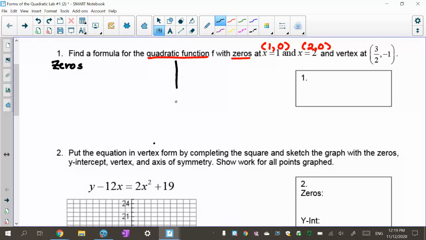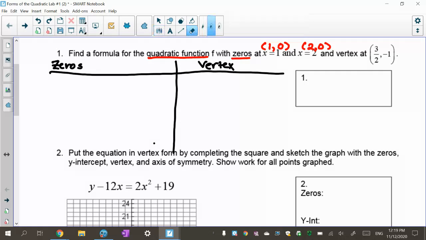I'm going to make this into a little table here, and then I'm going to do the vertex form over here. So you can see that you're going to end up with the same parabola. If you were to graph it, they'd be on top of each other, but they might look a little bit different. So here's how the zero form works.